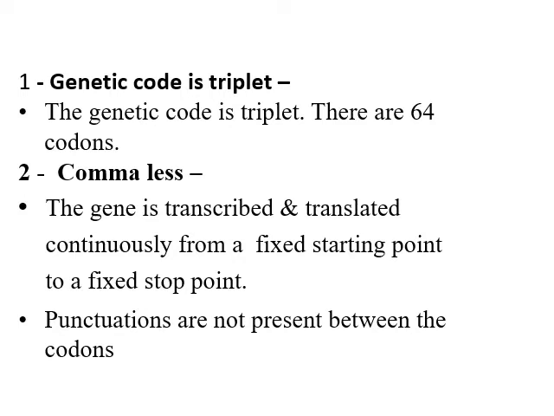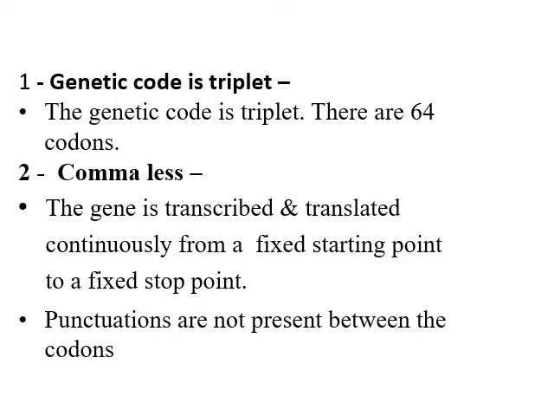The first property of the genetic code is triplet. A total of 64 codons are available, out of which 61 code for amino acids and 3 codons do not code for any amino acid. Hence, they function as stop codons. Example: UUU for phenylalanine and GGG for glycine.